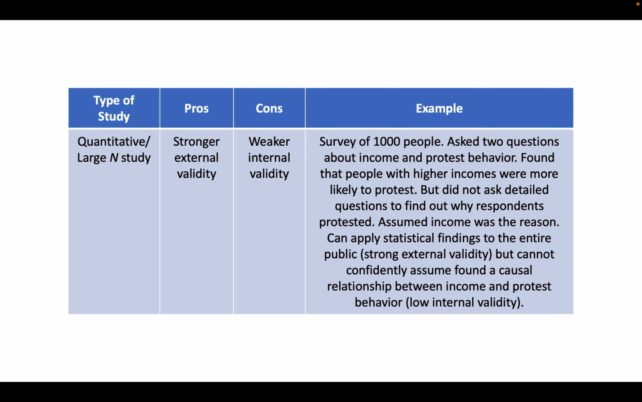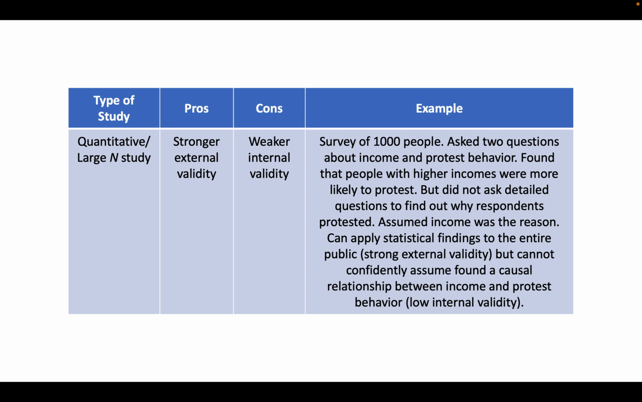So the quantitative design I've got listed in terms of pros and cons and a brief example. A real pro of the quantitative large N design is that it has stronger external validity. It's because we're asking more people to participate in our survey in this case. It's also the case that large N studies might produce clearer results because we have a larger slice of the population to look at. So stronger external validity, able to generalize to a wider population.